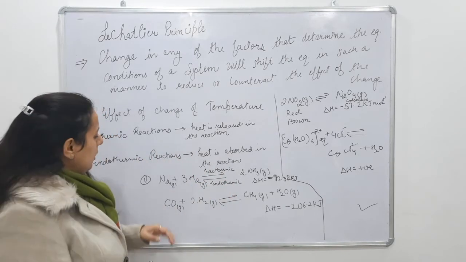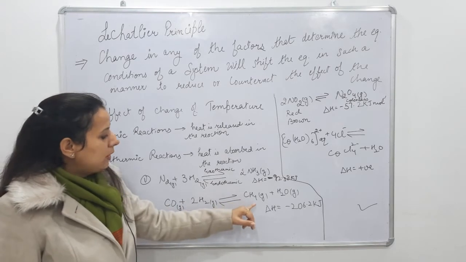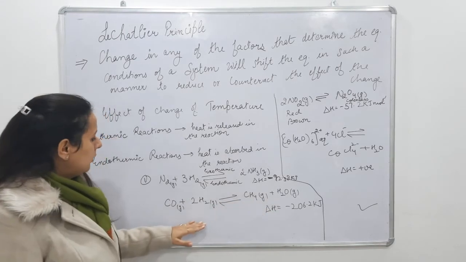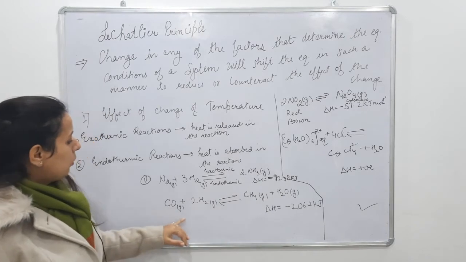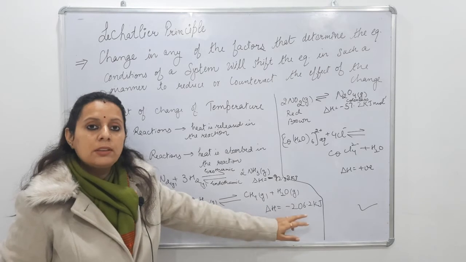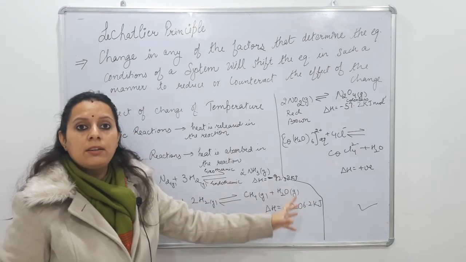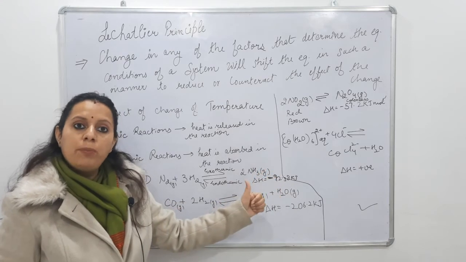Okay, let's take one more example. Same in case of CO and H2, it will give methane plus water. So this is the reaction of water gas. It is called water gas. So in this case also the energy is released. That means the temperature of the product will increase. Means the reaction will go backward.